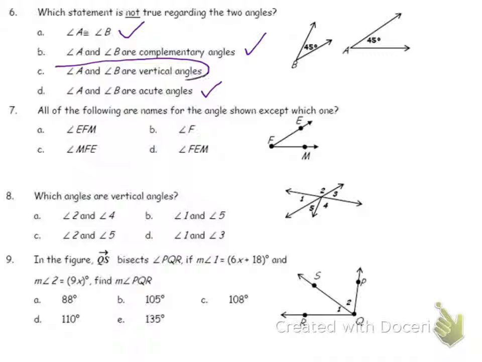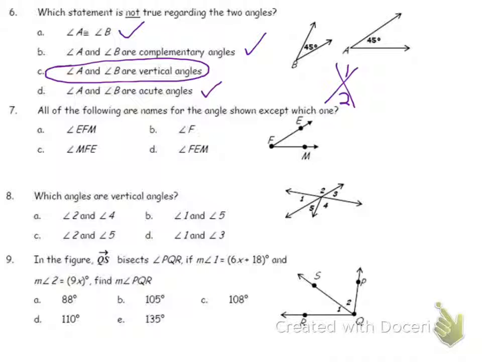What they're not, though, is vertical. So that one is out. They don't share a vertex, which vertical angles would have to do. They're not on opposite sides of the vertex when 2 lines are drawn. So C is the best fit.